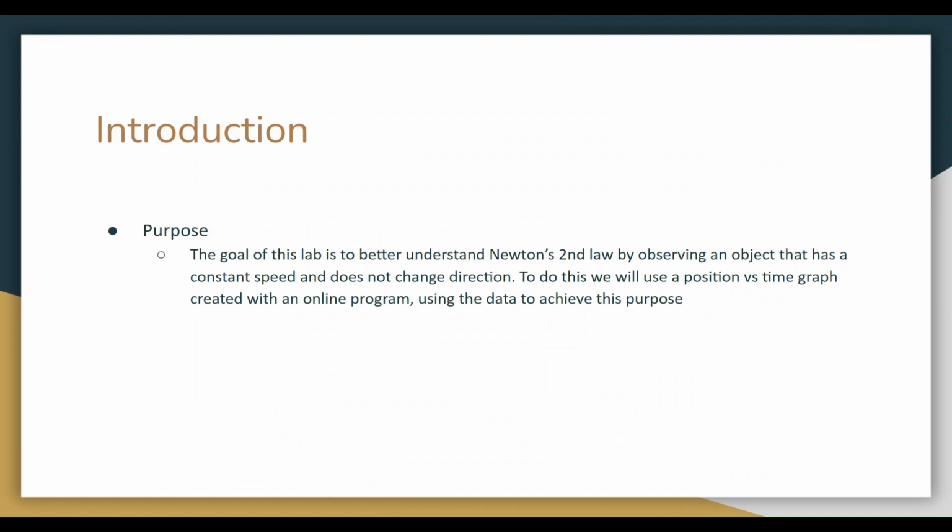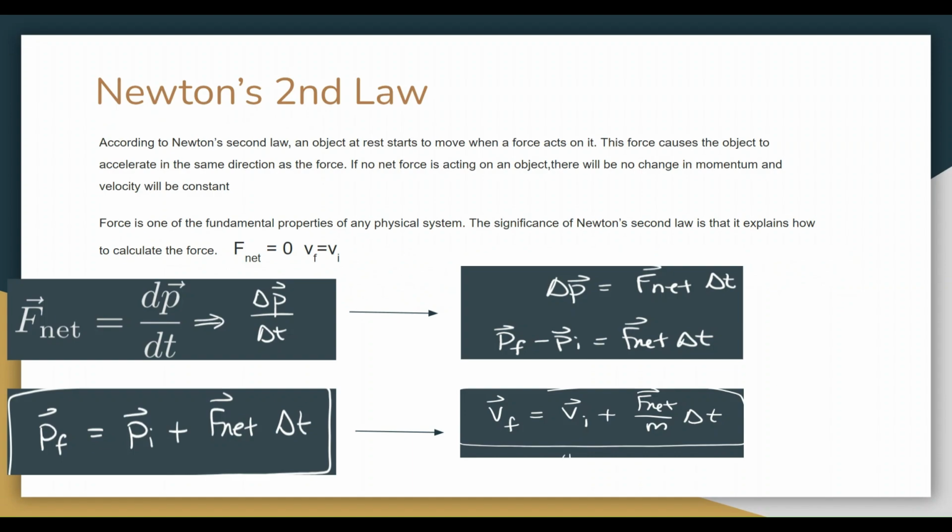According to Newton's second law, an object at rest starts to move when a force acts on it. This force causes the object to accelerate in the same direction as the force. If no net force is acting on an object, then there will be no change in momentum and velocity will be constant. Force is one of the fundamental principles of any physical system. The significance of Newton's second law is that it explains how to calculate this force. In our experiment, F net will equal 0 and velocity final will equal velocity initial.